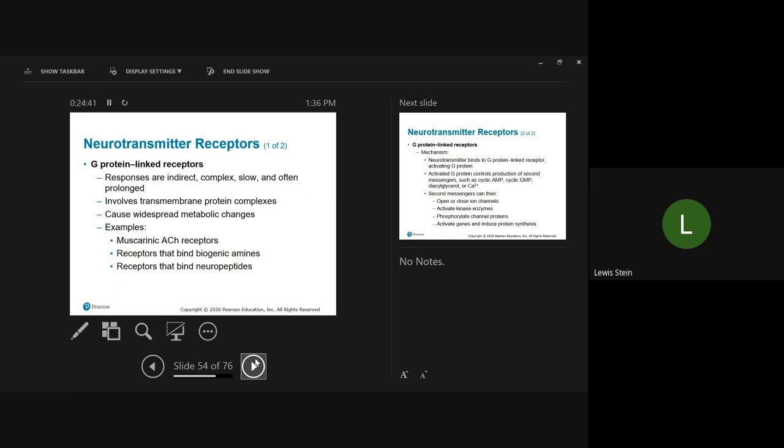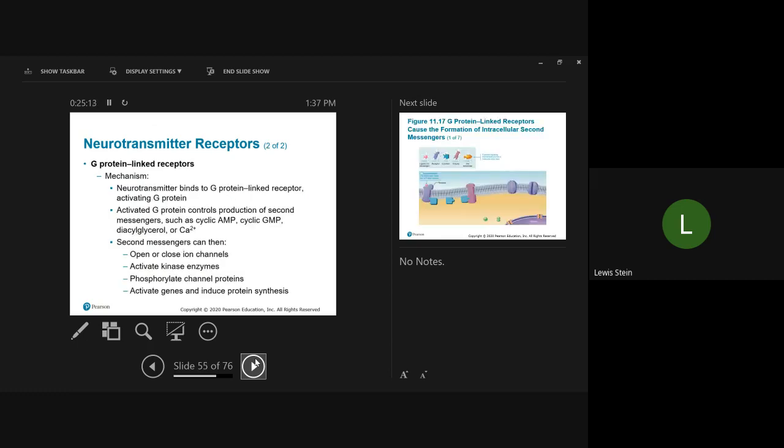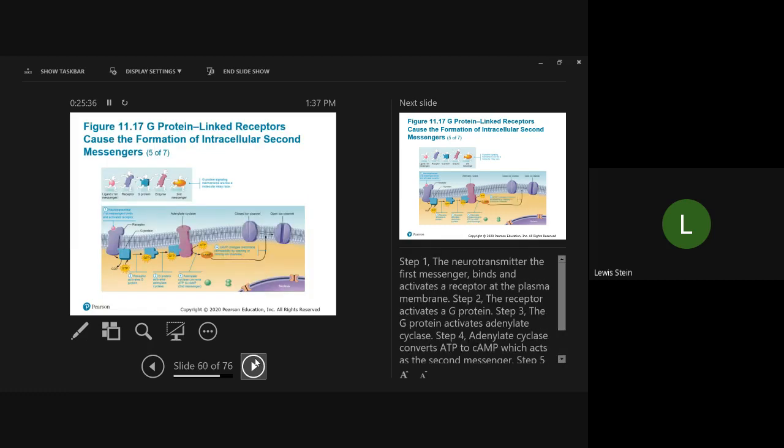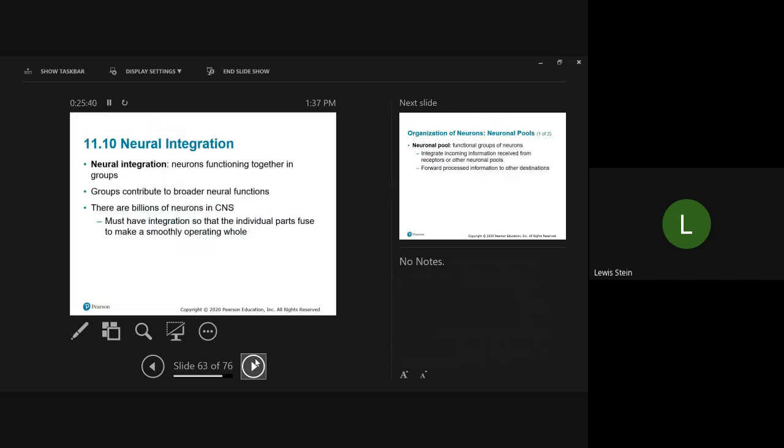Go figure. G protein linked receptors: indirect and complex, obviously transmembrane changes, widespread. We're going to take a look at these different receptors when we get to autonomic. You're going to hear about what are called nicotinic and muscarinics. The nicotinics and muscarinics are different, but they're both triggered by acetylcholine. Some of those bind biogenic amines, some bind neuropeptides. There are some very interesting variations. And then they're showing you that same thing we've seen all the time, the G protein linked receptor deal: cyclic AMP, cyclic GMP, diacylglycerol, all that good stuff. The chain reaction can be ion channels, can be kinase enzymes, can phosphorylate, can activate genes, et cetera. They use the same series of illustrations that you've all seen a lot. There's not a whole lot left of this chapter in the sense of neural integration, neurons functioning together.